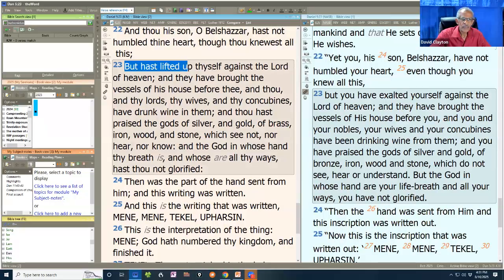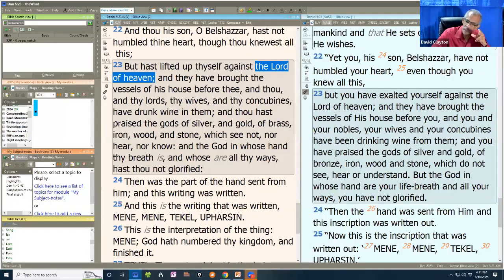But thou hast lifted up thyself against the Lord of heaven. Again, you have to notice these descriptive words. The Lord of heaven. Belshazzar says, the spirit of the gods. Daniel says, you have lifted up yourself against the Lord of heaven, the ruler of heaven.